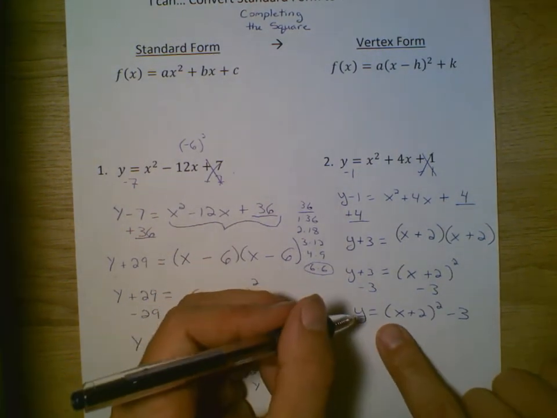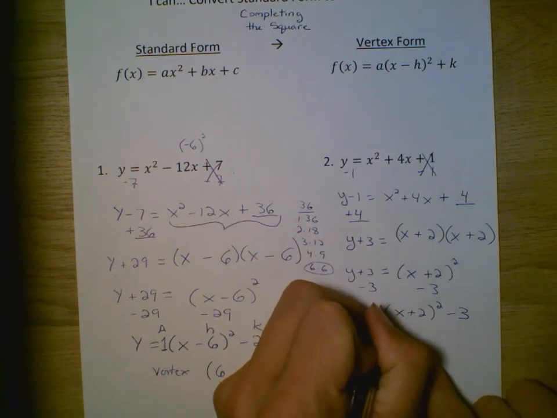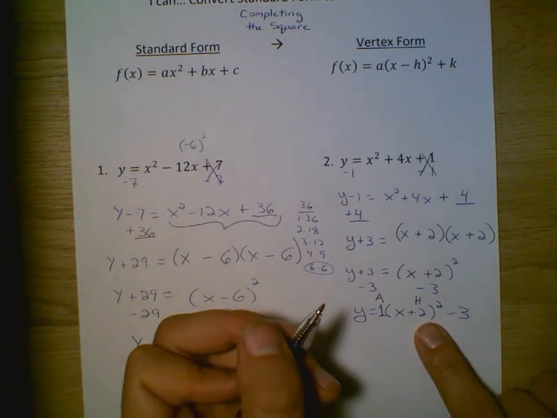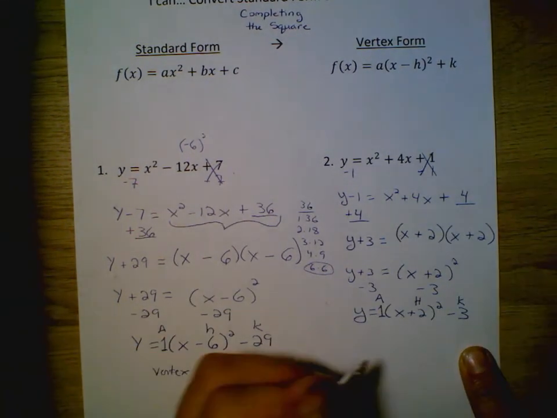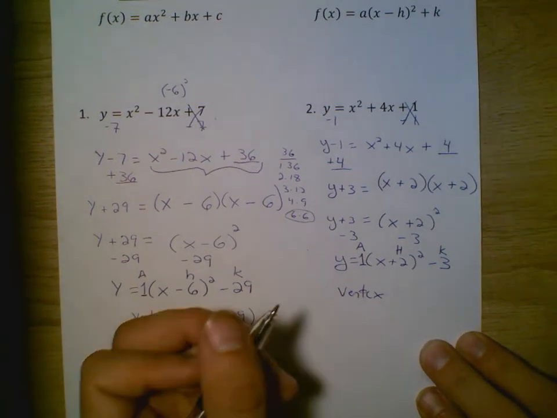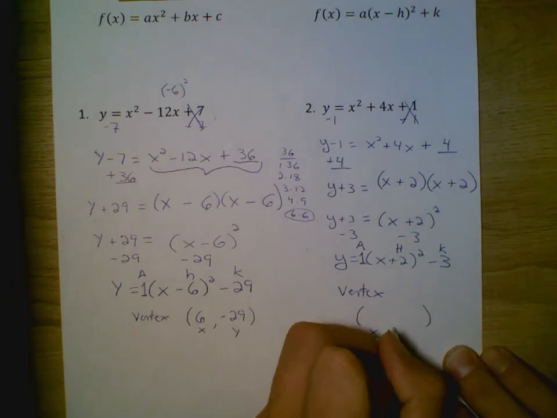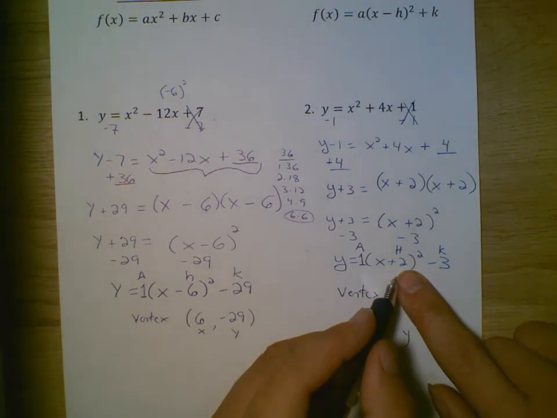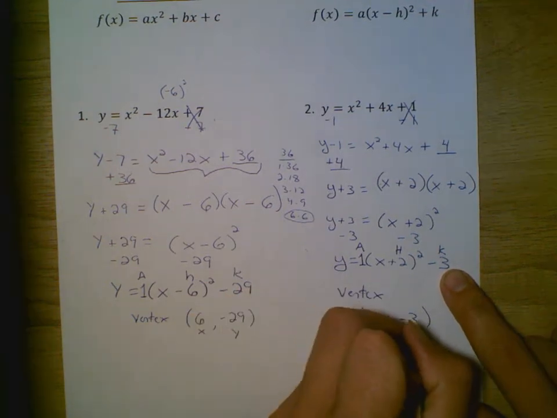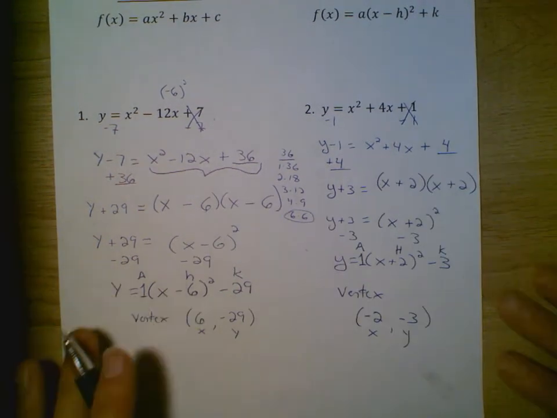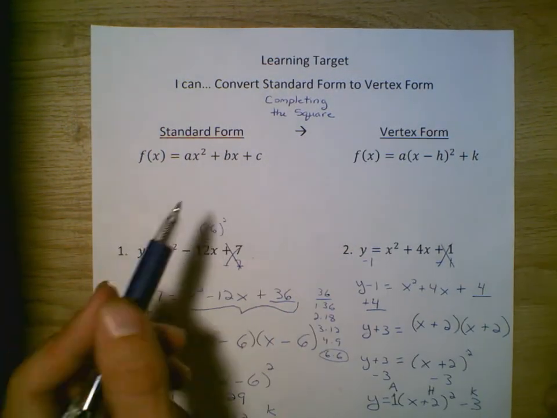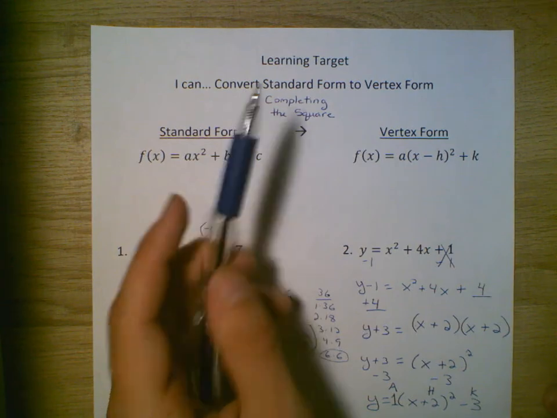And once again, the a is not written here, but remember, that's really a 1 in front. So the a is 1, the h is positive 2, and the k is negative 3. And once again, if we were asked to find the vertex, well, we could do that, right? The x coordinate, it's shifted left 2, so that's going to be negative 2. It's shifted down 3, so that's going to be negative 3. Okay, but the big idea, once again, is that if you want to convert from standard form to vertex form, just complete the square on the equation, and it will do that.